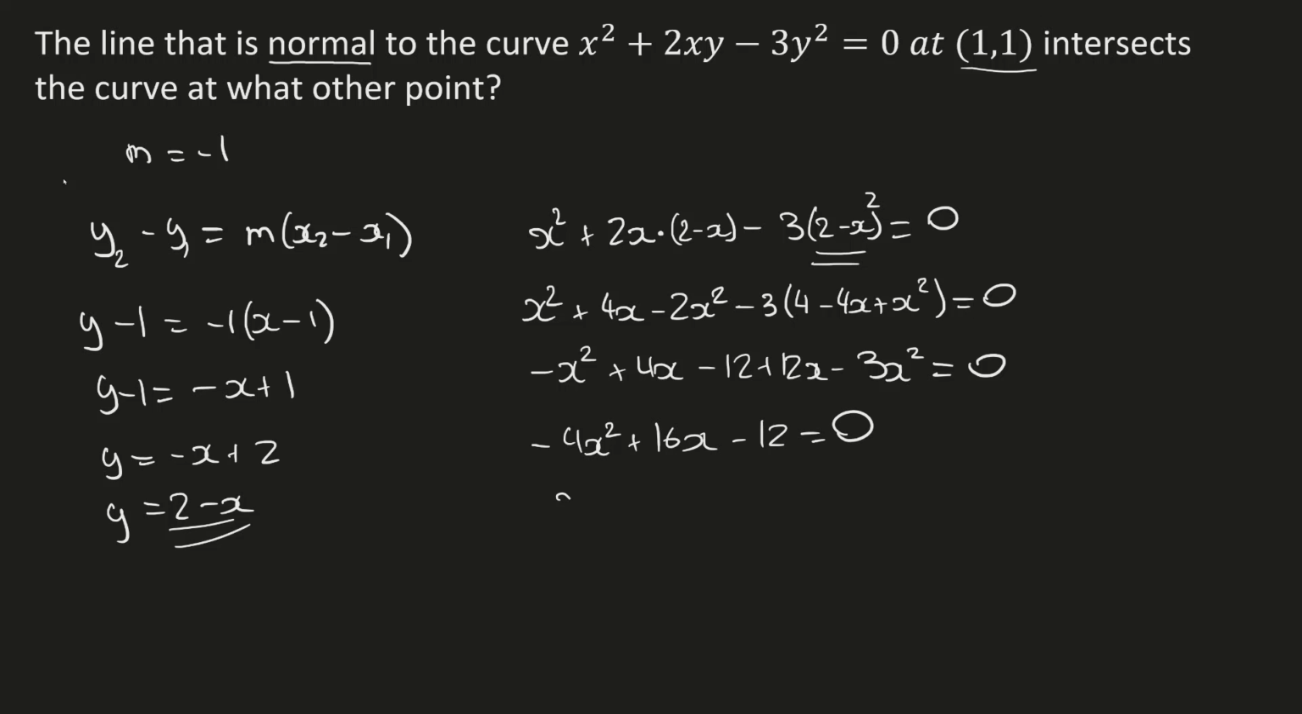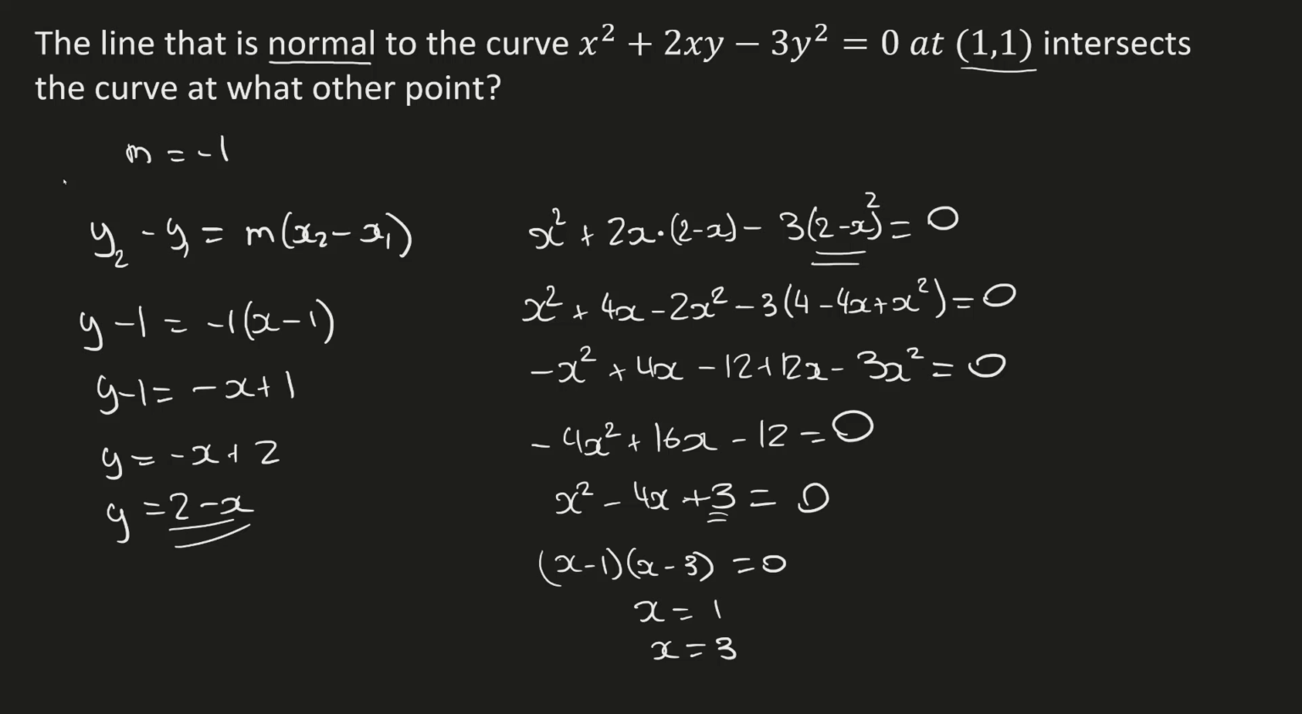Divide everything by negative 4, you'll get x squared minus 4x plus 3 equals 0, since 0 divided by anything is going to be 0. So you can solve this quadratic equation in any way. But what I would do is just find two numbers that multiply to get 3 and that have a sum of negative 4. So the two numbers I think about are negative 1 and negative 3. So we have (x minus 1)(x minus 3) equals 0, which means x can equal 1 or x can equal 3.